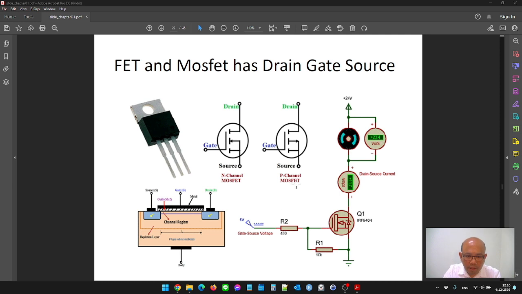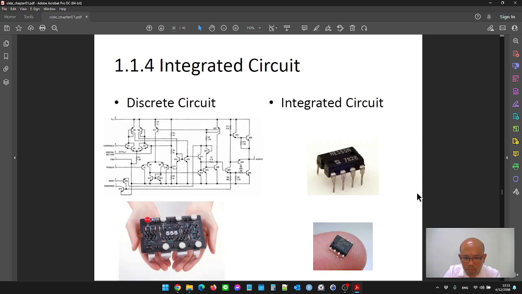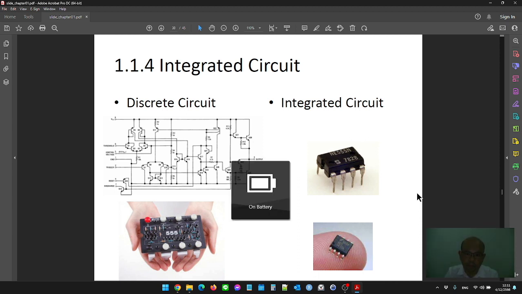Okay, here this FET has three pins: drain, source, and gate. Here in this picture, they use the MOSFET to control a small voltage, 5 volts, to control more power on the source and drain side. For the transistors, the chip maker will bring the transistors together to make a big circuit.